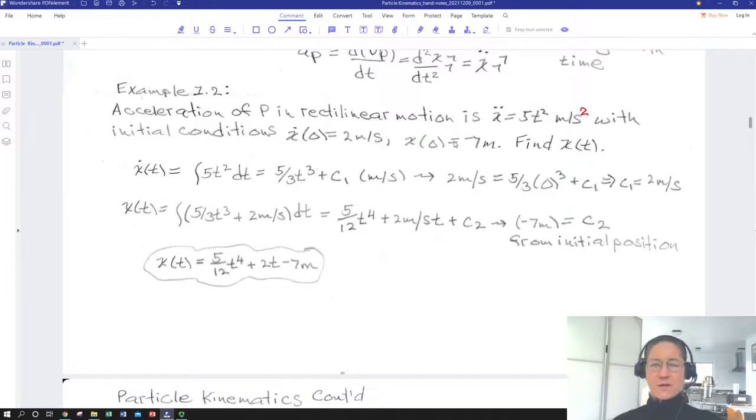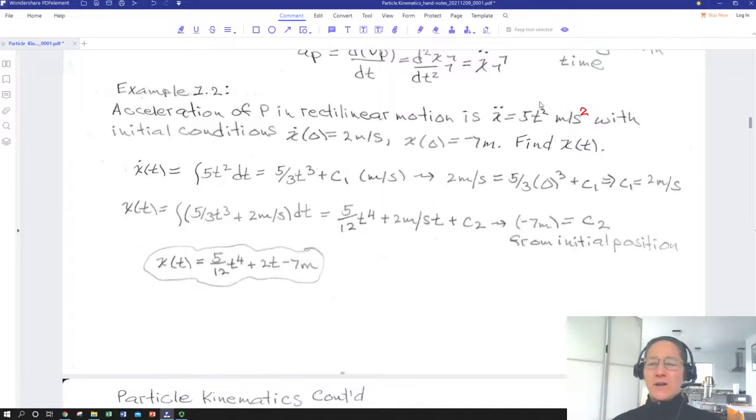These are initial conditions, as opposed to boundary conditions, which tell you what's going on with some function of interest at a given place. An initial condition gives you information about what's going on with something of interest at a given time, usually time 0. We want to know a time-dependent expression for position.